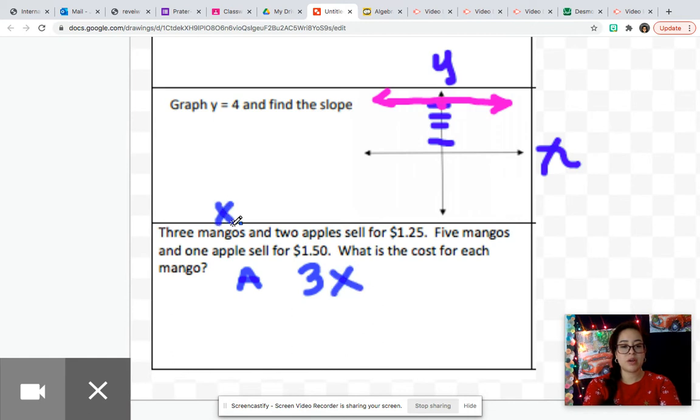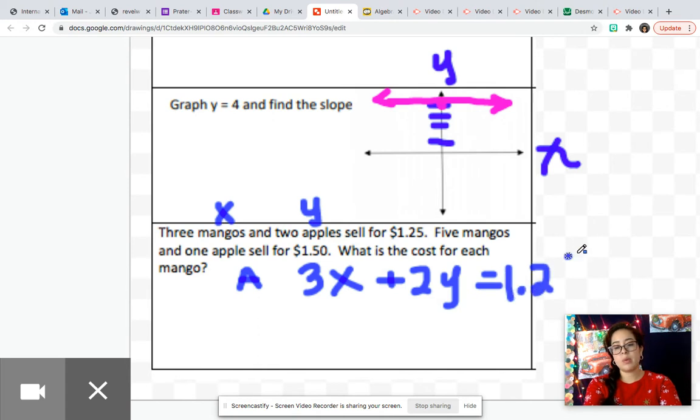I'm gonna put X in the top, and Y for apples. 3X plus 2Y equals $1.25. Now you're probably wondering, how were you able to put variables for mangoes and apples? How did you know? Well, it's pretty much up to you what X and Y is, unless the question tells you what X and Y is. So since this is general, I like to just put X as my first subject and Y as my second. That's just something that I like to do.